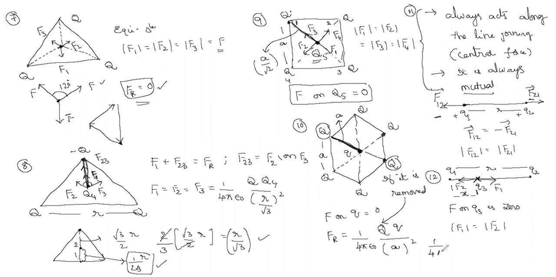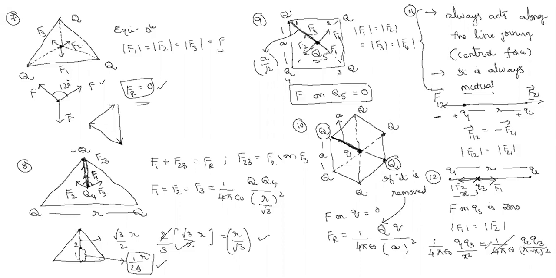1 by 4 pi epsilon naught, Q1 Q3 by the distance x square, equals 1 by 4 pi epsilon naught, Q2 Q3 by R minus x whole square. Not Q1 Q2, the force on Q3 I am asking. Q2 Q3 by R minus x whole square.